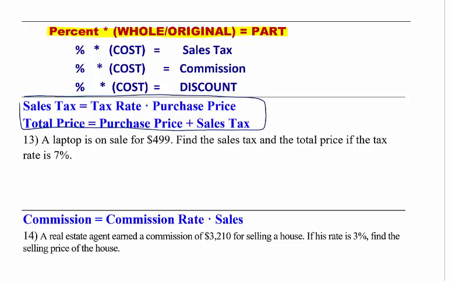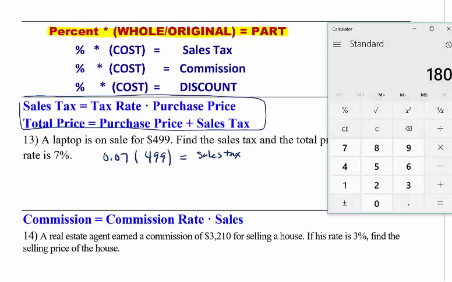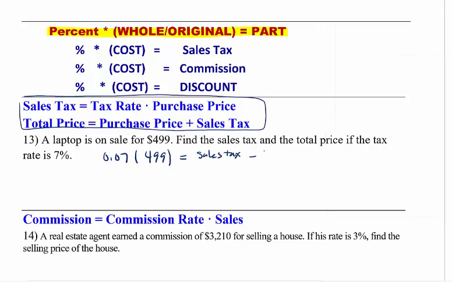So on number 13, a laptop is on sale for $499. Find the sales tax and the total price if the sales tax rate is 7%. So 7% times the whole, which is the price, gives me the sales tax. So in my calculator, I'm going to take 0.07 times $499. That gives me $34.93.